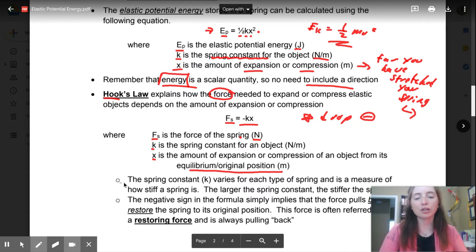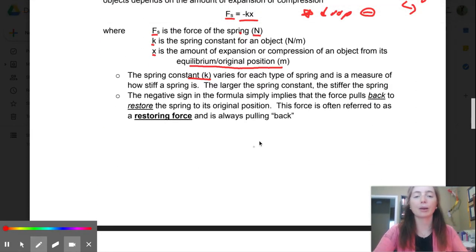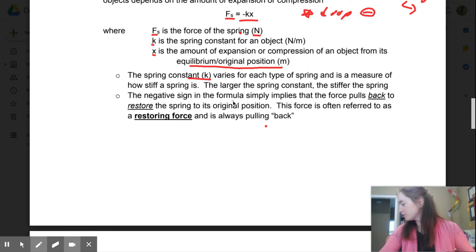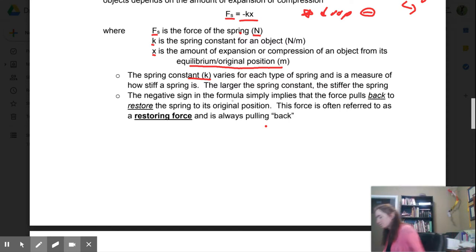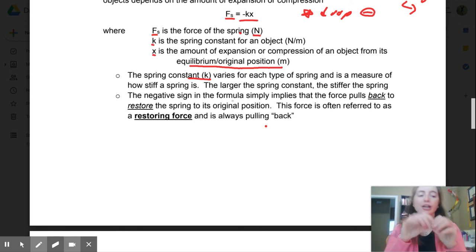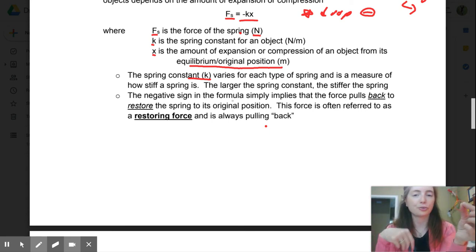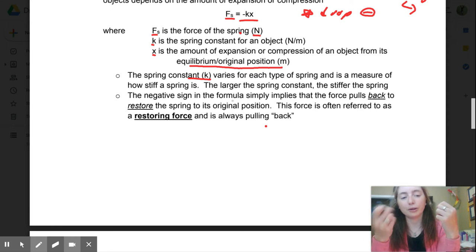Now, we've already talked about this one. K is going to vary per spring. It's a measure of how stiff it is. I'm going to scroll down here. Okay, the blue elastic band, even though it's wider, is actually a lot less stiff than this red one. This red elastic band is very stiff, whereas this one's a lot easier to stretch. So this red elastic band is going to have a higher K value than the blue one.